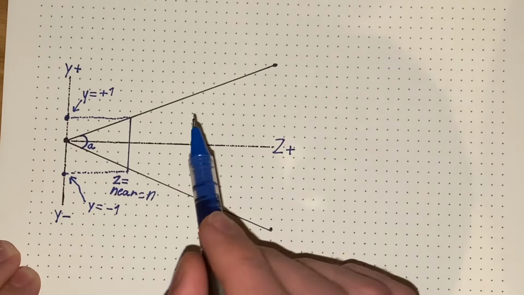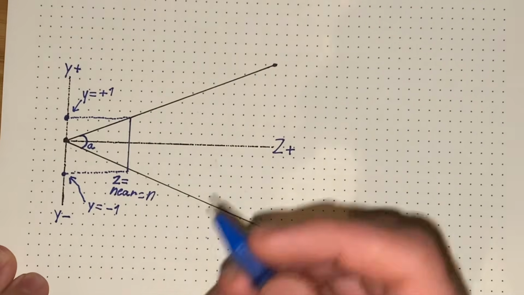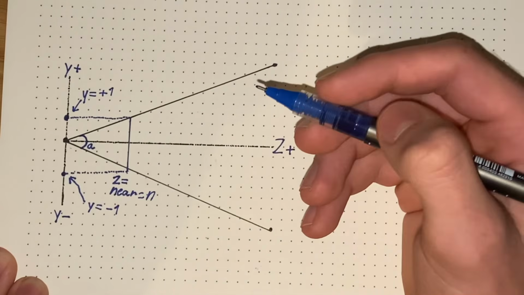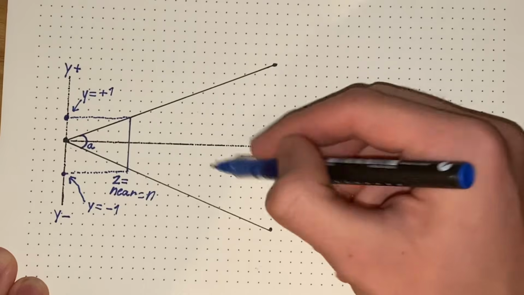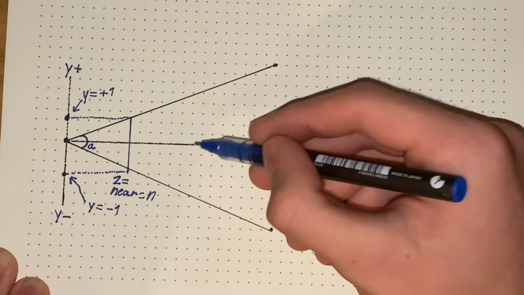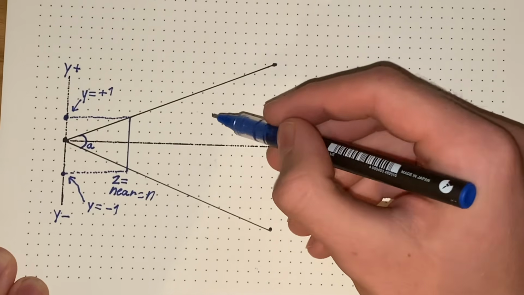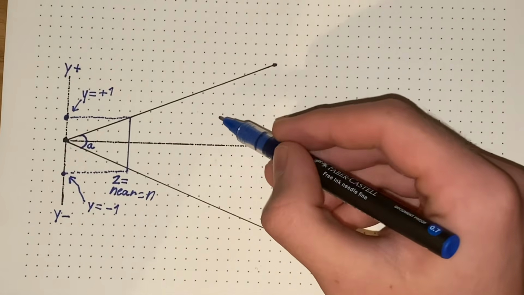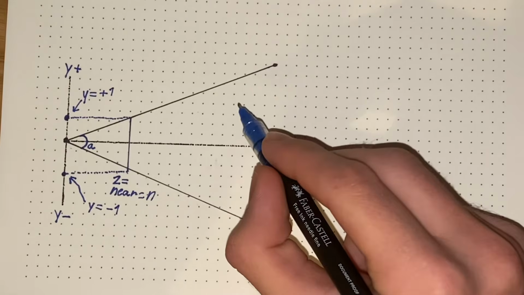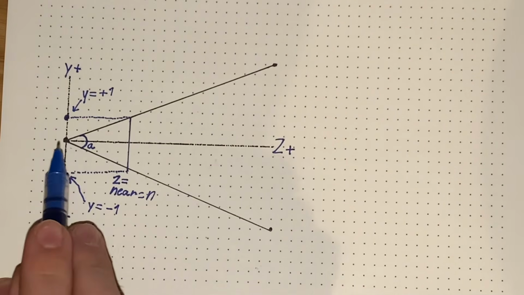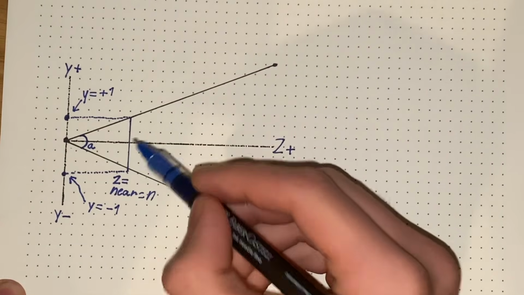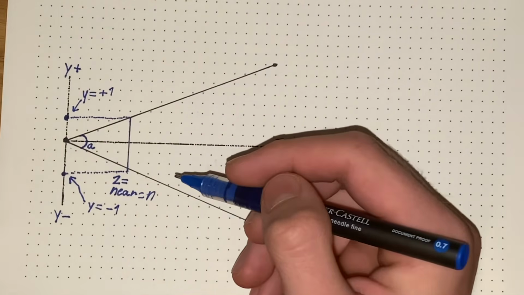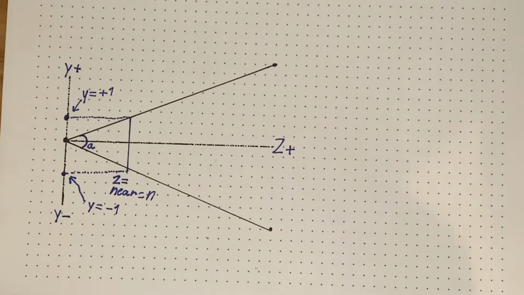So what the goal is in a perspective projection, you can think of it as having objects out here in world space. Let's say there's a point out here in world space. We want to draw a line from that point to the camera right here and find out where it crosses on our screen or our near plane. So let me illustrate that.